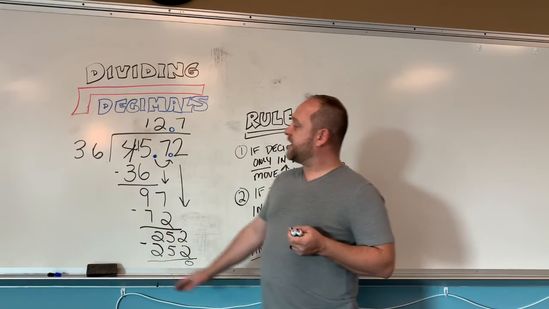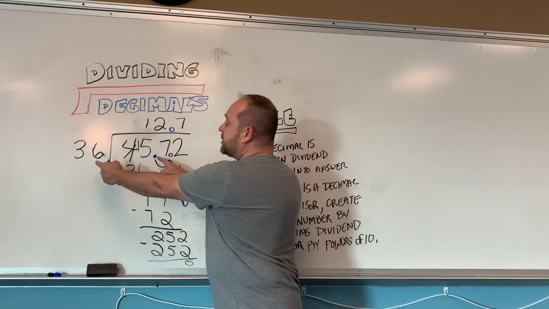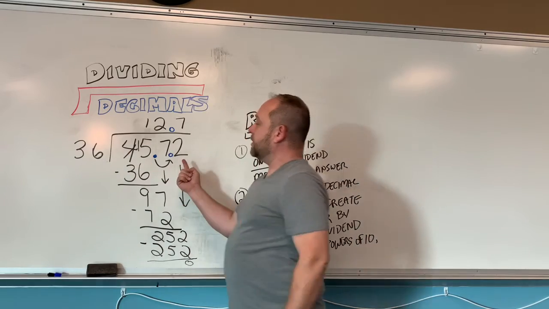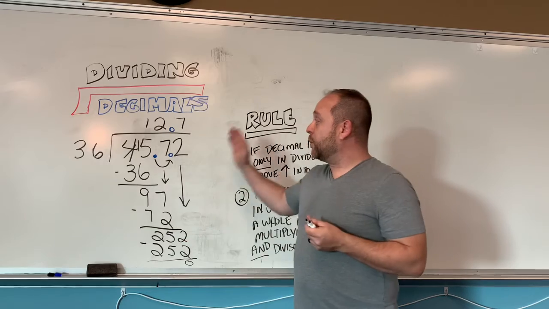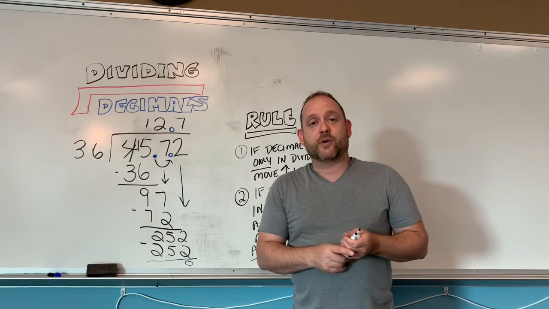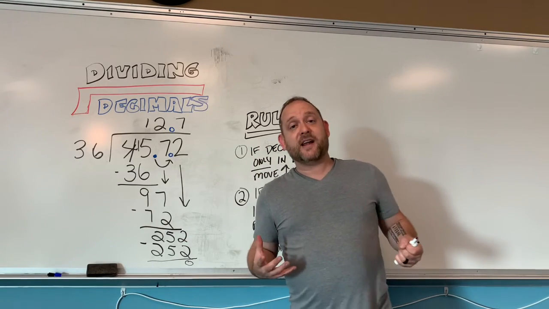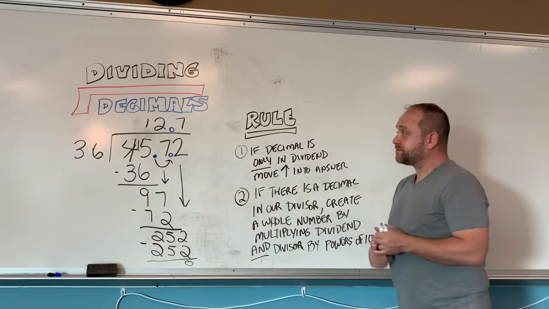If you have a decimal in the divisor, again, you're going to multiply both your dividend and your divisor by the same power of 10. Your decimal point then will go straight up into your answer again, and it will go right where it needs to be to give you a correct quotient. All right, so that's dividing with decimals.